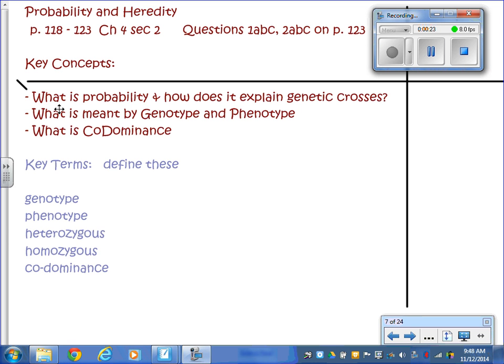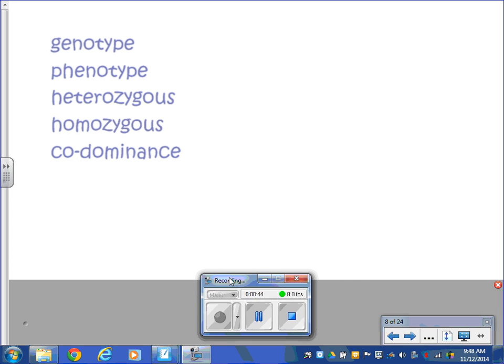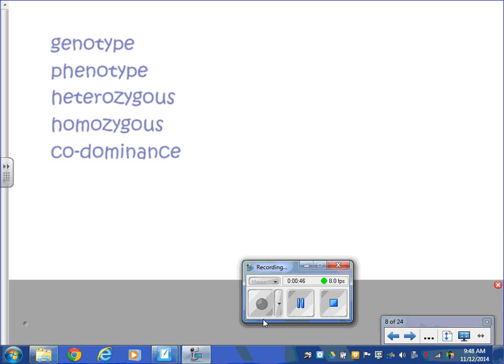So, probability, we'll talk about last. And these are the words that you went over in your reading. So let's go over each of these one by one. Some of them are very similar to what we learned last week, just a little bit more scientific. So moving ahead, here are our words. So the first word, genotype. Who can tell me what is genotype?